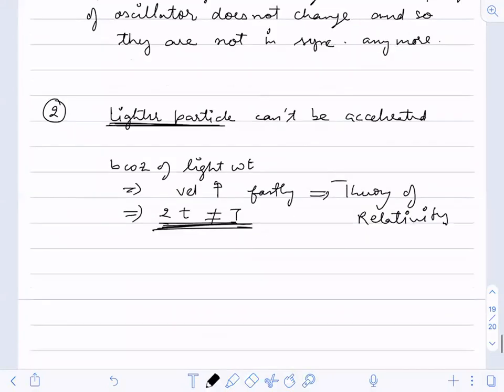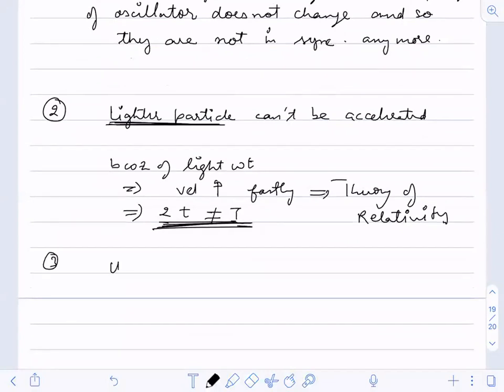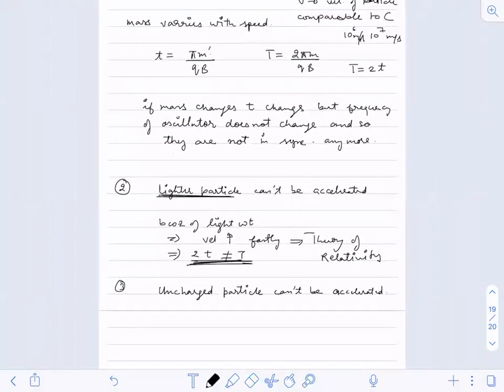The third limitation is that an uncharged particle can't be accelerated. Like neutrons are accelerated in some experiments. For accelerating neutrons, we have a different device. We will not be using the cyclotron over here. So this complete analysis is done for the cyclotron.